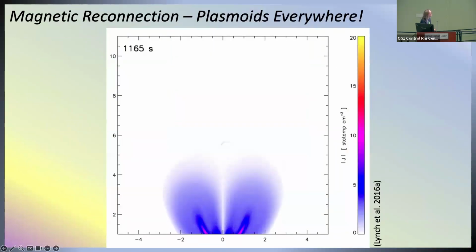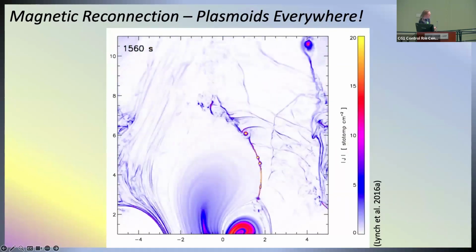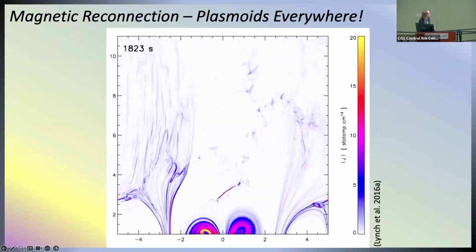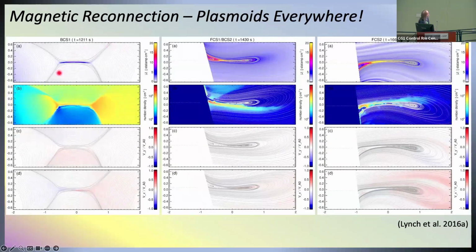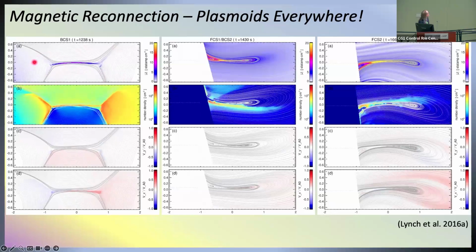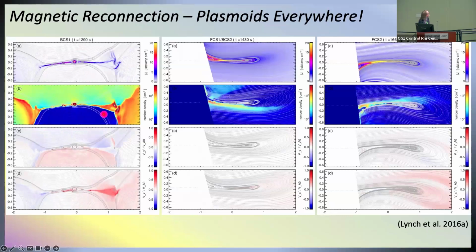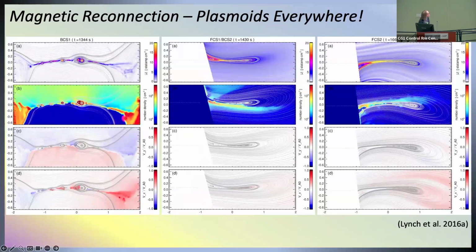This is another version of the same movie. This one with a different color scale so that you can see more of these blobs coming out. And in fact, if you're really interested about reconnection, you can zoom in on these current sheets, and you see them getting stretched out, and then they start to break and form all of this substructure in the reconnection region.